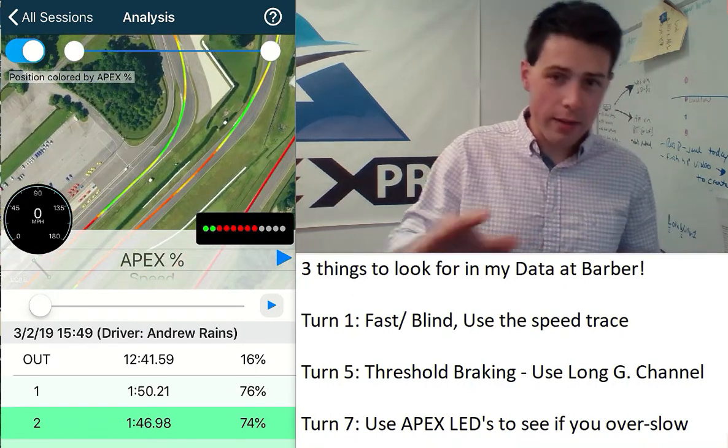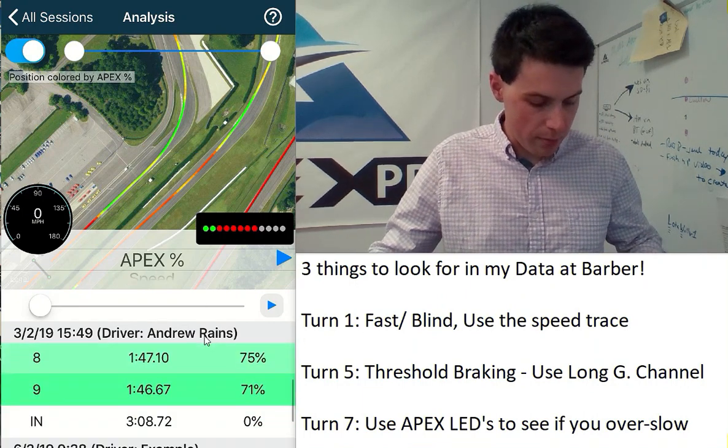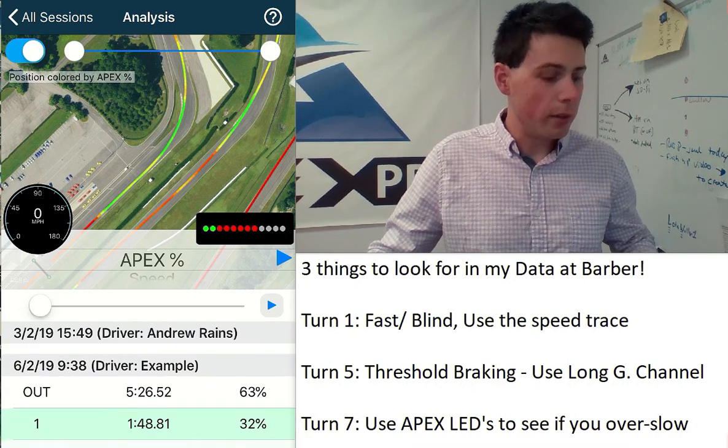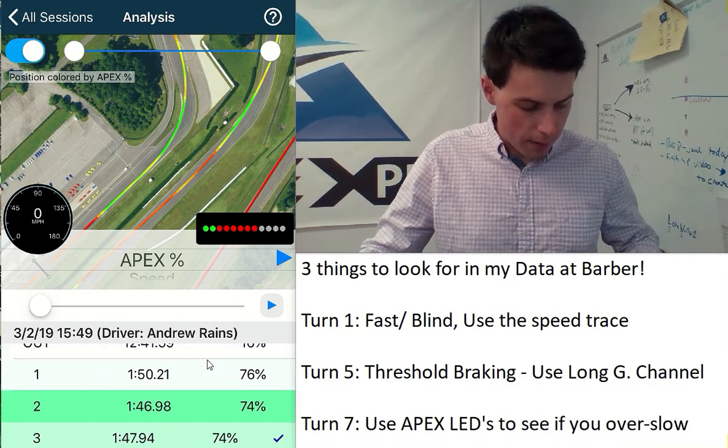I've got 2 data sessions selected. This one from me in an E36 M3 BMW, and this example lap from an unidentified driver. I believe it's a Lotus of some sort, an Exige or an Elise. All right, so we're going to jump right into it.